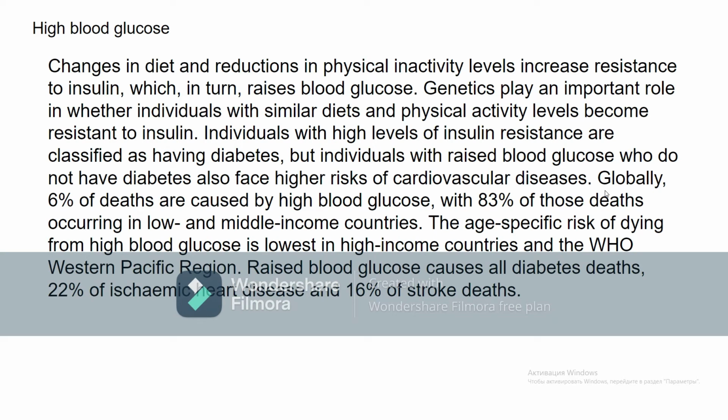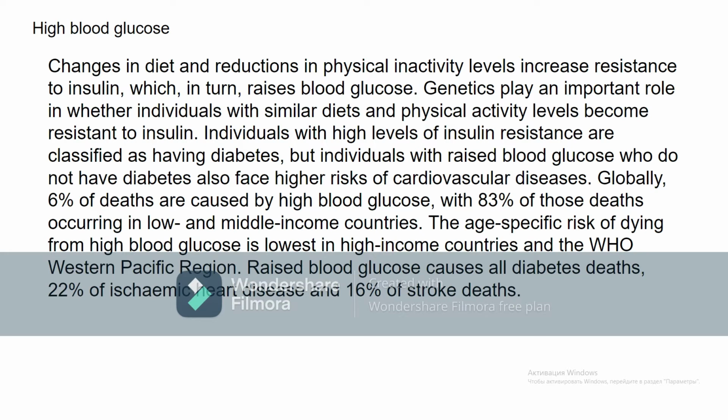Let's talk about high blood glucose. Changes in diet and reduction in physical activity levels increase resistance to insulin, which in turn raises blood glucose. Genetics play an important role in whether individuals with similar diets and physical activity levels become resistant to insulin. Individuals with high levels of insulin resistance are classified as having diabetes. But individuals with raised blood glucose who do not have diabetes also face higher risks of cardiovascular diseases.